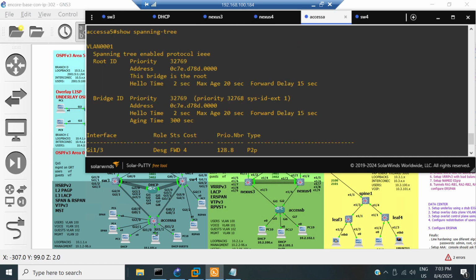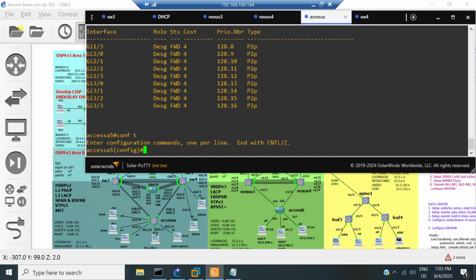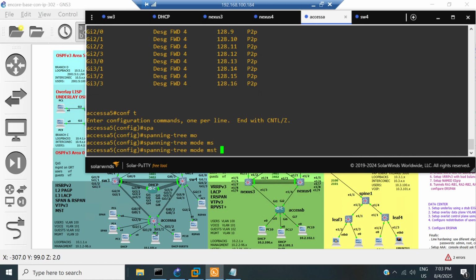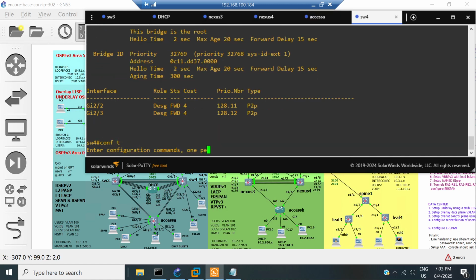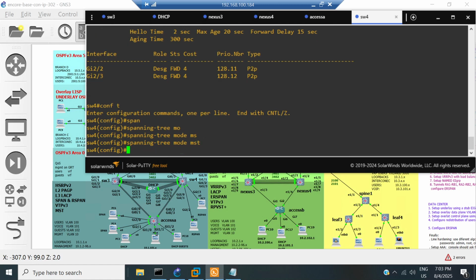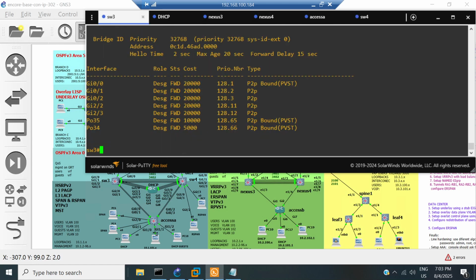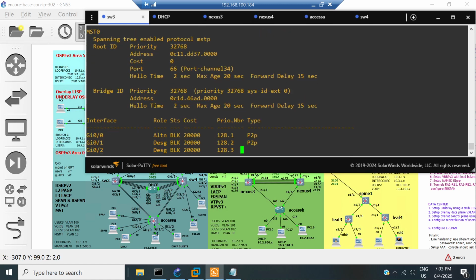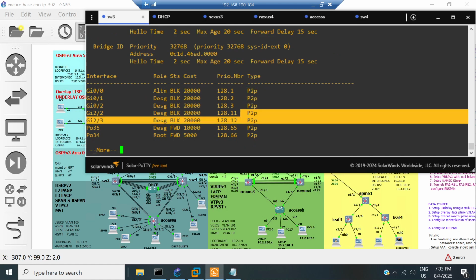Okay, let's go to access A and let's issue spanning tree mode MSTP, and then comes the spanning tree mode MST. So I'm using multiple spanning tree mode in my 3 switches, and let's now issue show spanning tree here. Now I can see P2P everywhere.